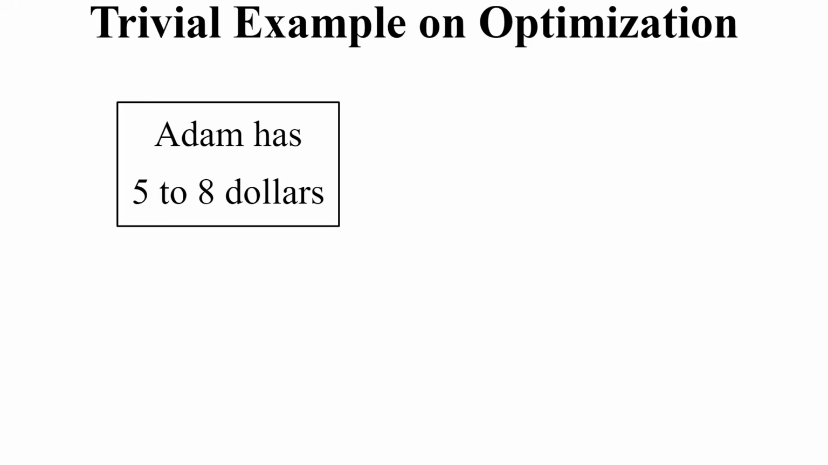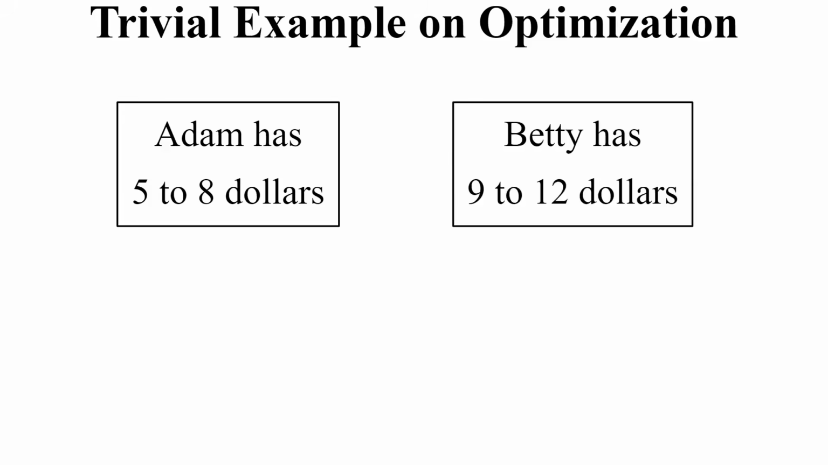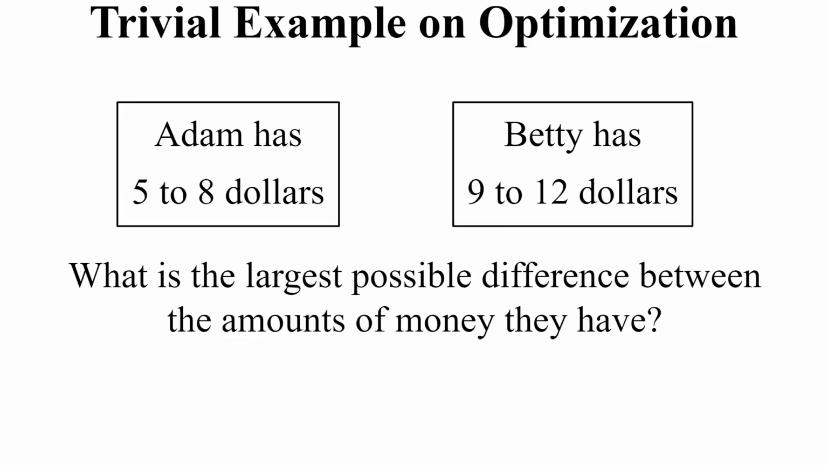I'm going to help you understand what's going on in this problem via a trivial example. Let's say Adam has $5 to $8 and Betty has $9 to $12. And we want to know what's the largest possible difference between the amounts of money they have. Take a second, pause the video, see if you can figure it out. The largest possible difference I believe is 7. It's 12 minus 5 equals 7. You probably just used intuition to figure that out.